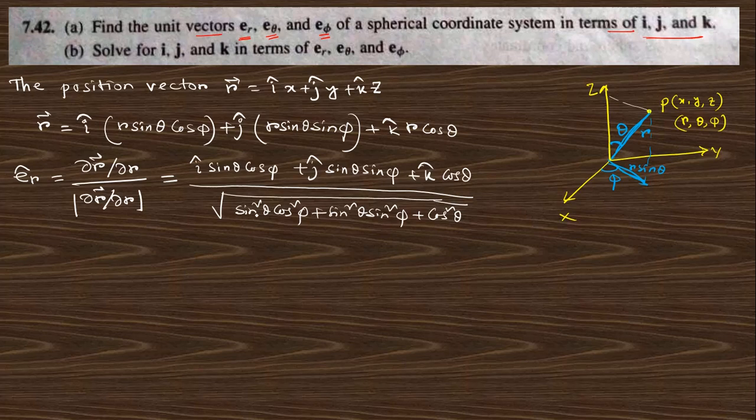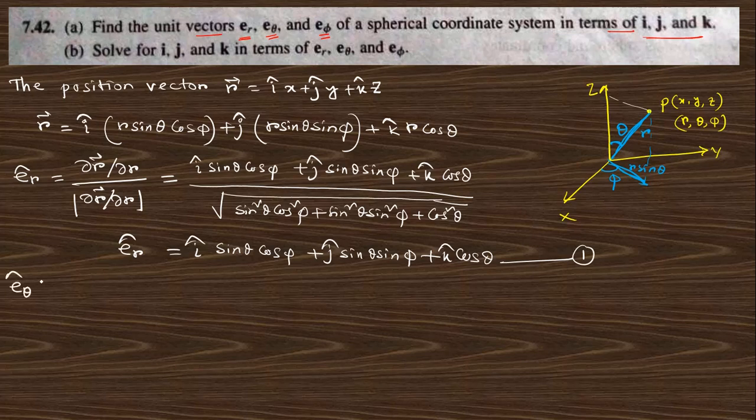Now if we take sin square theta common, we get cos square phi plus sin square phi, which is 1. So we get sin square theta from these two terms, and sin square theta plus cos square theta is also 1. So we get i cap sin theta cos phi plus j cap sin theta sin phi plus k cap cos theta. This is e r cap, the unit vector along r. This is taken as equation number 1.